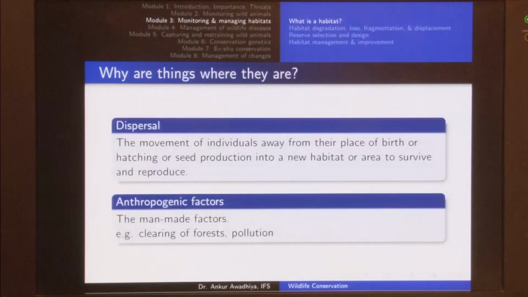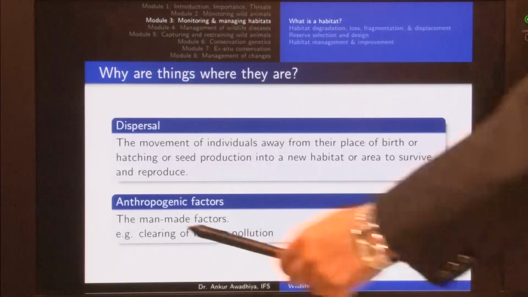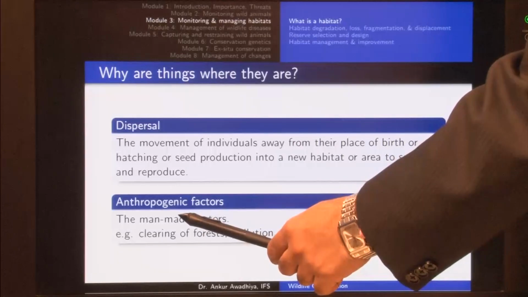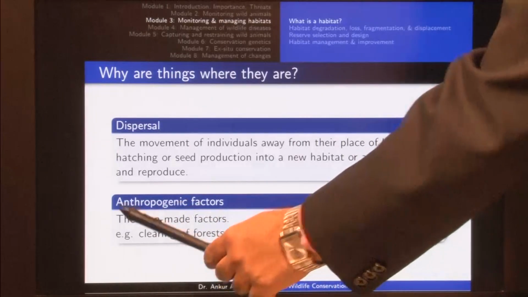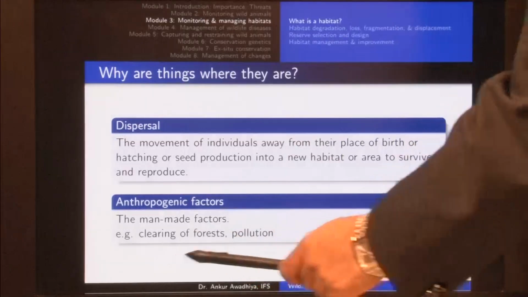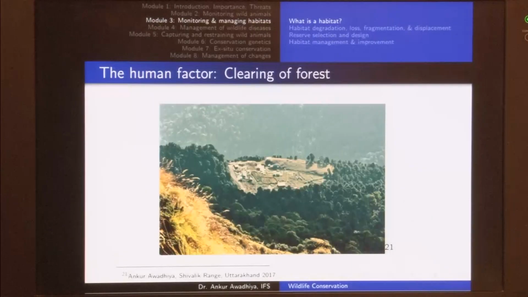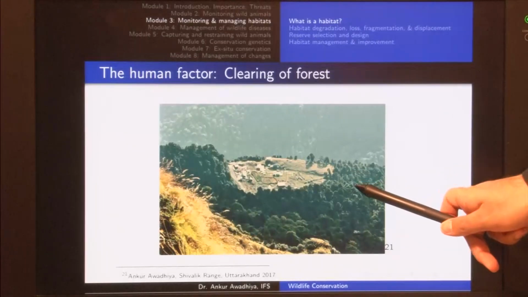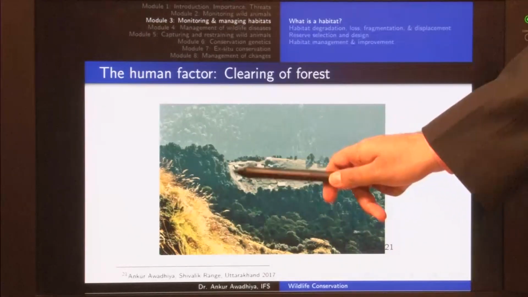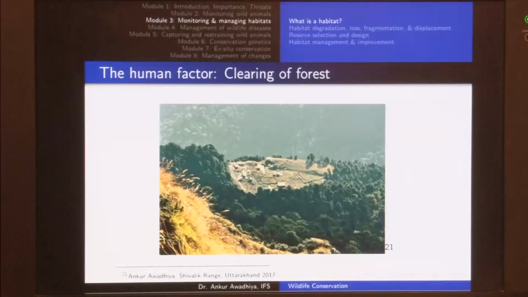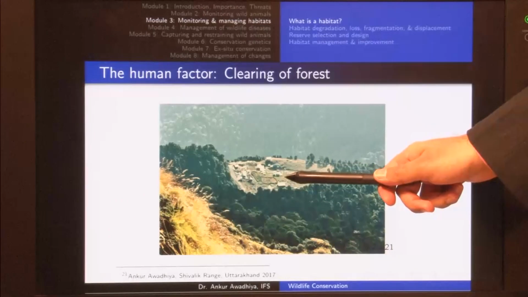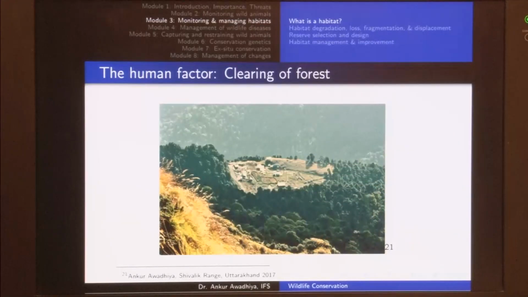Now, another factor that governs why things are where they are is anthropogenic factors. Now, anthropos is human, genic is formed by. So, these factors are formed by human beings. These are the man-made factors, for example the clearing of forest and pollution. So, this is a good example. This again comes from the Shivalik range, and in this area, these areas would have been covered with forest, but then human beings came and took these areas and cleared these areas of trees, and so now we do not find any trees here. So, it is not a natural process, but a human made process.